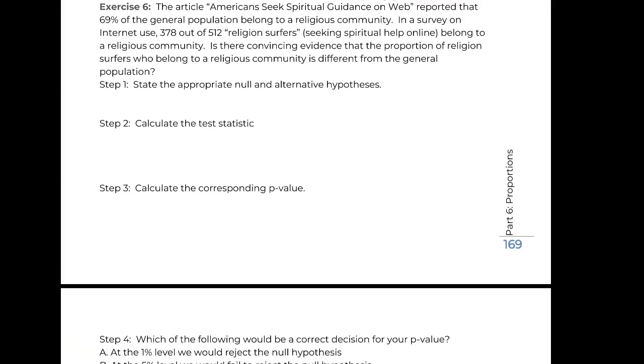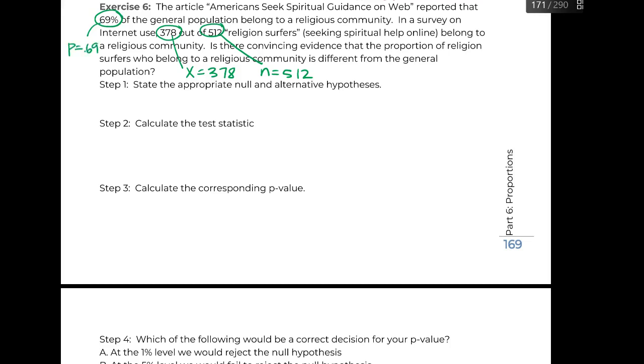All right, so let's tackle exercise 6. We have an article reporting that 69% of the general population belong to a religious community. So we got a P here. In a survey on internet use, 378 out of 512 religion surfers belong to a religious community. So it looks like we have an X, number of successes, out of a sample, an N, and this must be the P that we're testing.